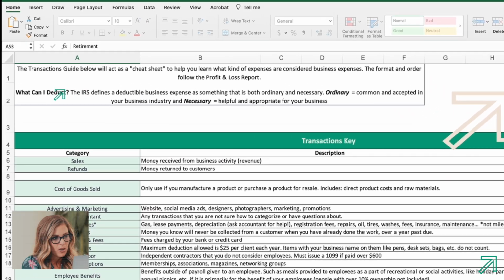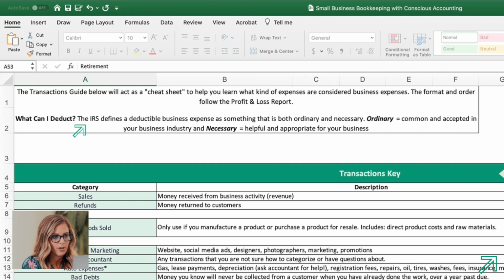A lot of people ask what they can deduct as a business owner. And the IRS defines a deductible business expense as something that is both ordinary and necessary for your business. So ordinary is something that's common and accepted in your business industry, and necessary means it's something that's helpful and appropriate for your business. So as long as an expense is both ordinary and necessary for your business to run, then you absolutely can deduct that on your tax return and save some tax money.